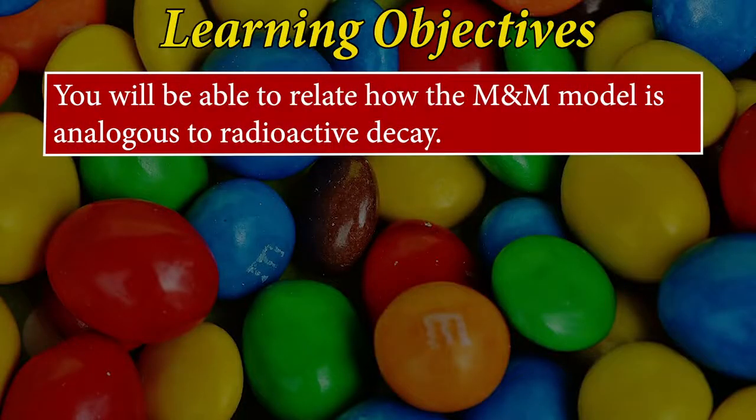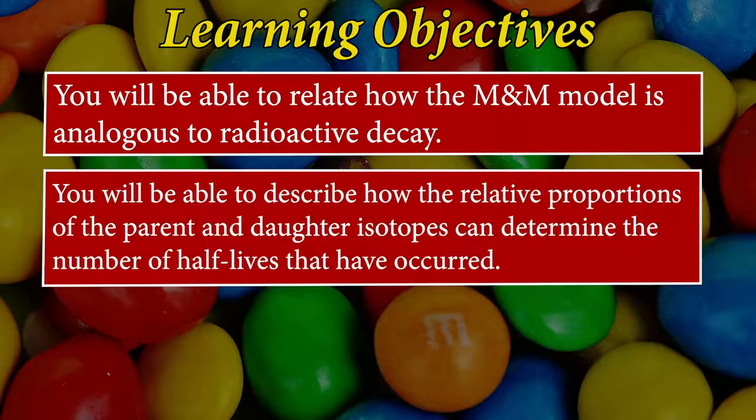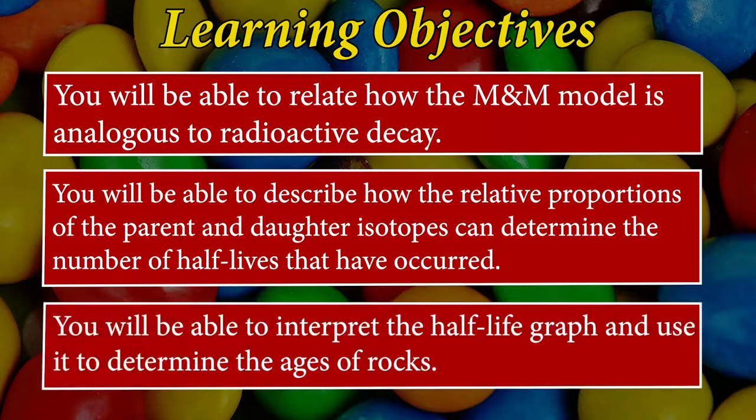By the end of this video, you will be able to relate how the M&M model is analogous to radioactive decay. You will be able to describe how the relative proportions of the parent and daughter isotopes can determine the number of half-lives that have occurred, and you will be able to interpret the half-life graph and use it to determine the ages of rocks.